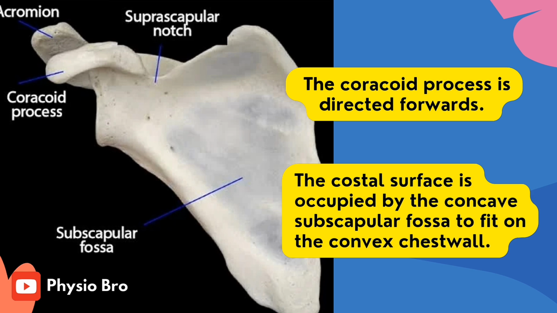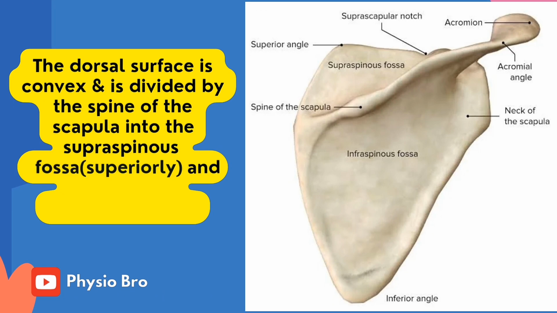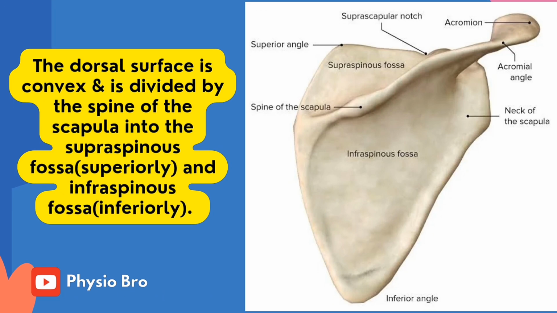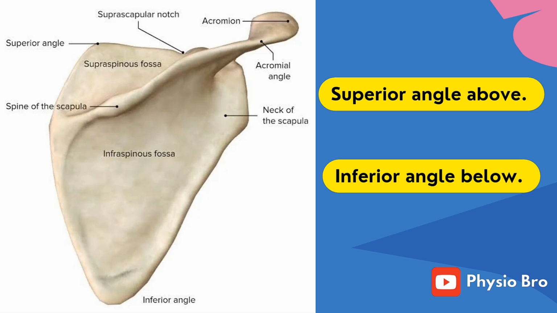The costal or anterior surface of the scapula is occupied by the concave subscapular fossa to fit on the convex chest wall. The dorsal surface of the scapula is convex and is divided by the spine of the scapula into the supraspinous fossa superiorly and infraspinous fossa inferiorly. Superior angle above and inferior angle below.